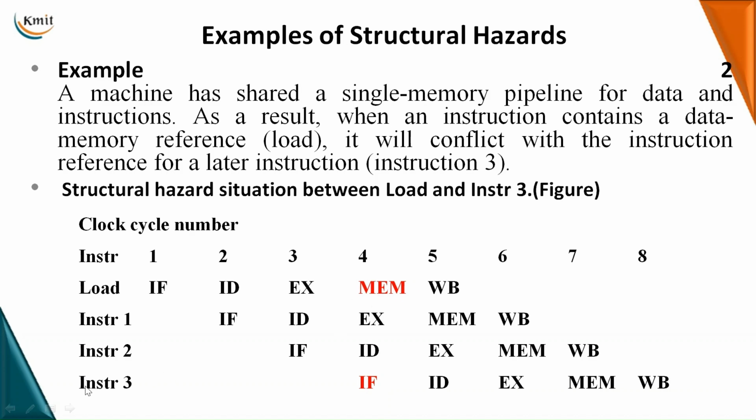At the same point of time, in the same clock cycle 4, the instruction I3 is also going to access the memory as a part of its fetch stage. So we have only a single memory which stores both the instructions and data, but we have two instructions accessing the memory in the same clock cycle. Because of this, the structural hazard situation occurs between these two instructions, the load and instruction 3.